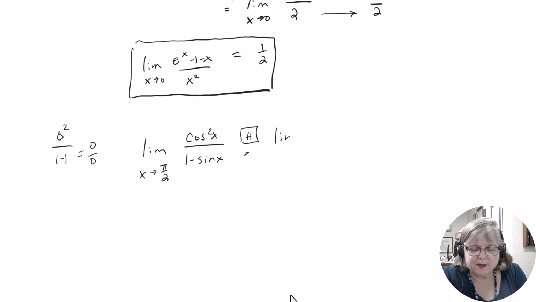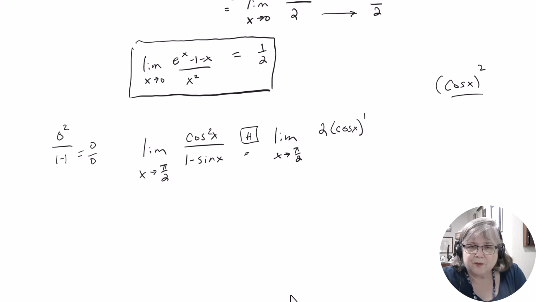So I have the limit as x goes to pi over 2. Now, cosine squared x is actually cosine x squared, okay? So to take the derivative, you bring down the 2. You take the derivative of the inside. Okay, I'm taking the derivative of this. You bring down the 2, leave the inside alone, take 1 off the power.